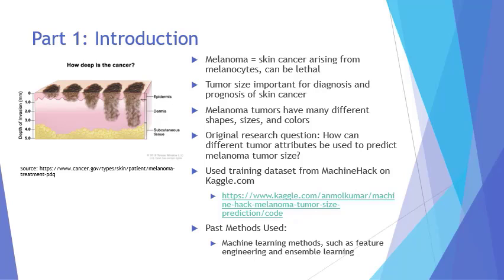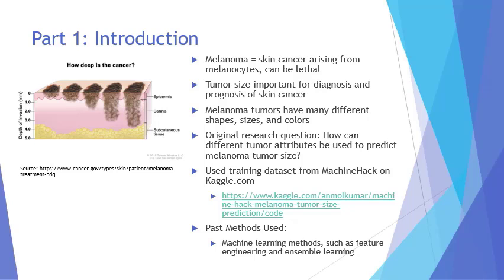But tumor size is an important factor for the diagnosis and prognosis of skin cancer, and predicting tumor size can help physicians gain a better idea of whether the tumor has the potential to grow and thus become malignant. A research question that has been raised is how can different tumor attributes be used to predict melanoma tumor size? To answer this question, I used a training dataset from the Machine Hack Hackathon that focused on this problem.